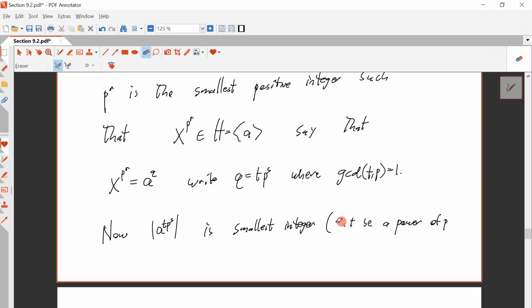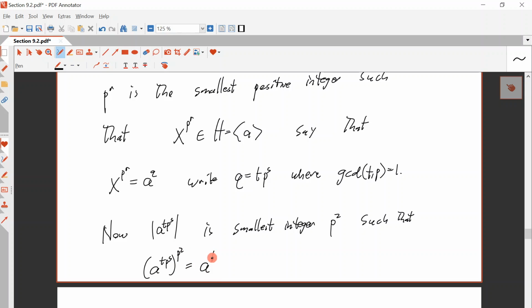Smallest integer p to the x, y, z, p to the z. Smallest integer p to the z such that a to the t, p to the s, p to the z, which is equal to a, t, p to the s plus z, right, because you got to multiply those guys, is equal to 1.